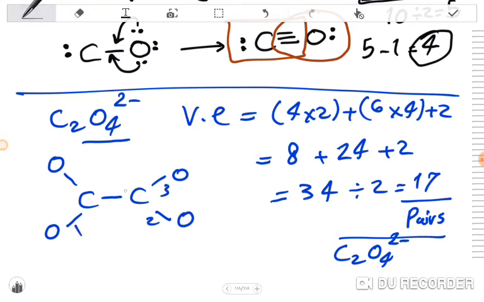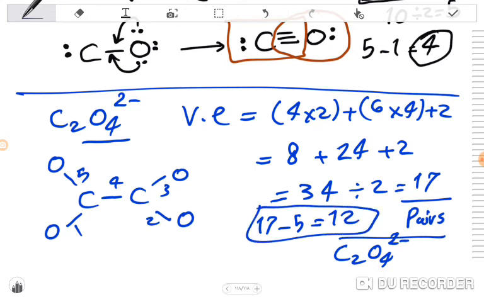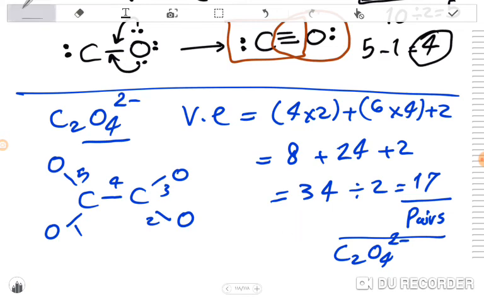1, 2, 3, 4, 5 bonds. 17 minus 5 is equal to 12. We have remaining electrons, and the lone pairs are 12. We divide the 12 between the oxygens. Okay?